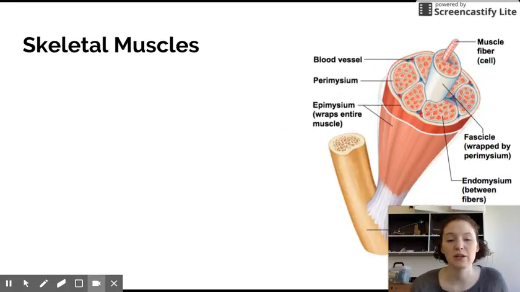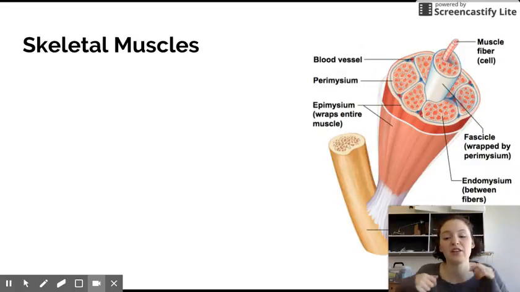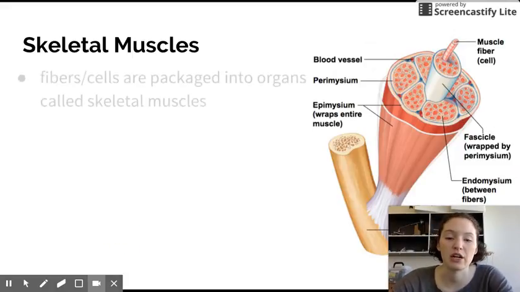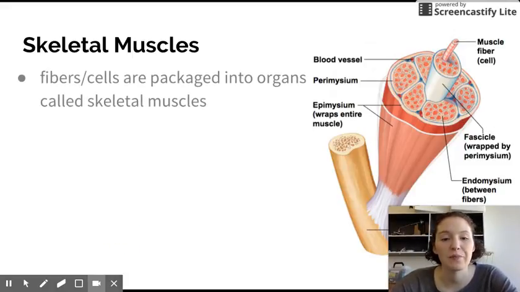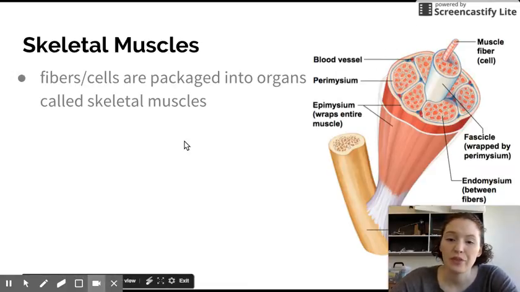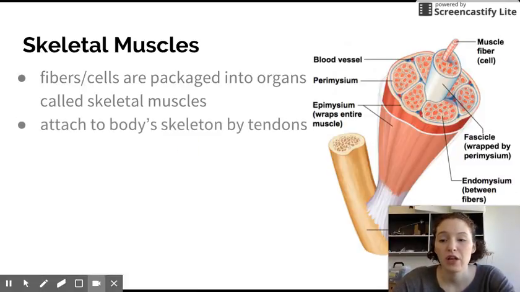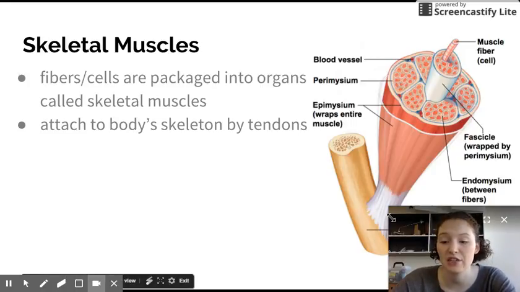Okay, so skeletal muscles. We're going to be focusing most of this unit on skeletal muscles. We're going to talk a bit about just the tissue type here, and then focus on how they work and different types of them later. These cells are also called fibers. They're packaged into whole organs called skeletal muscles. They attach to the skeleton, hence the name skeletal muscles, by tendons, which are connective tissue pieces.